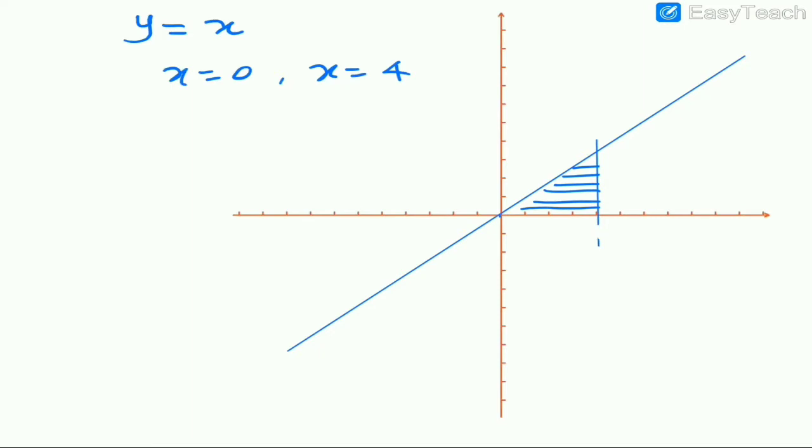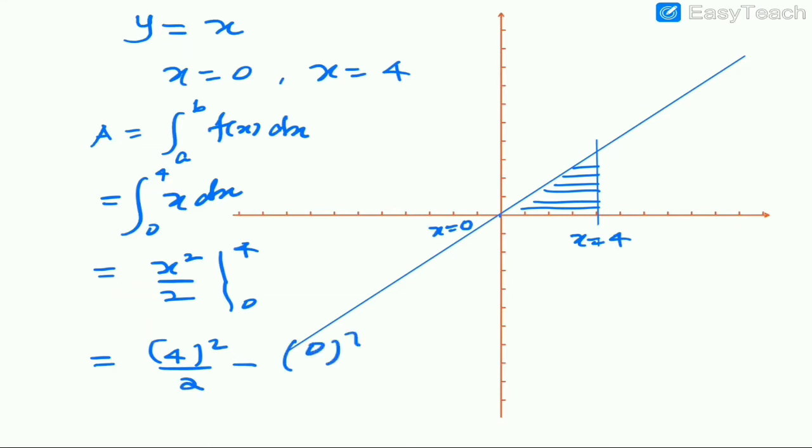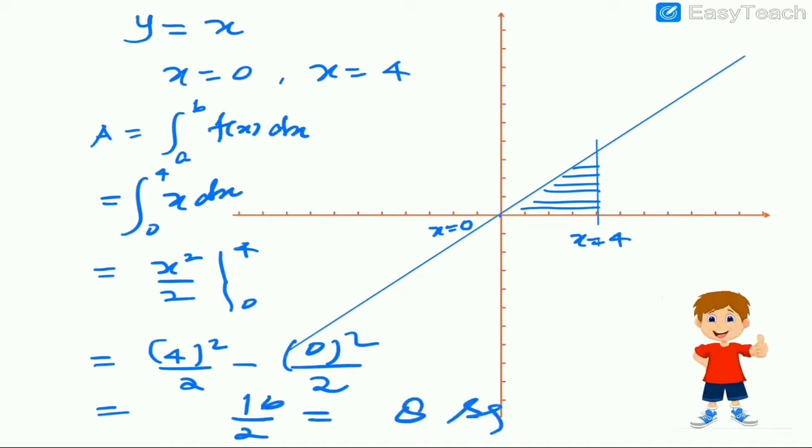Here x = 4 and here x = 0. So the required area A is, from the formula of area under the curve, integration from a to b f(x) dx. Here a is 0 and b is 4, f(x) is x, dx. So after integration we have x square by 2 from 0 to 4. So we have 4 square by 2 minus 0 square by 2. Finally we have 16 by 2, which is equal to 8 square units.